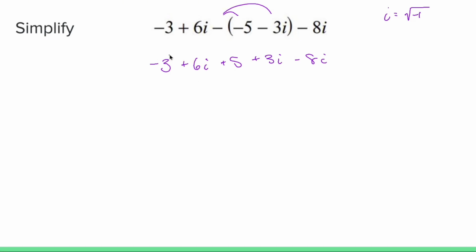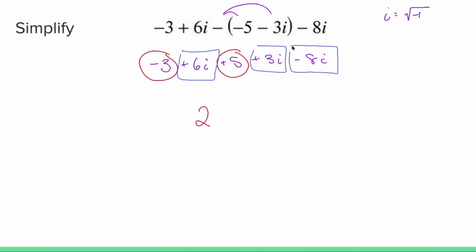So let's combine the numbers first. Negative 3 and 5 combine to make 2. Then you've got 6i plus 3i, which is 9i, minus 8i, which is just i. So 2 plus i is going to be my simplified answer to that.